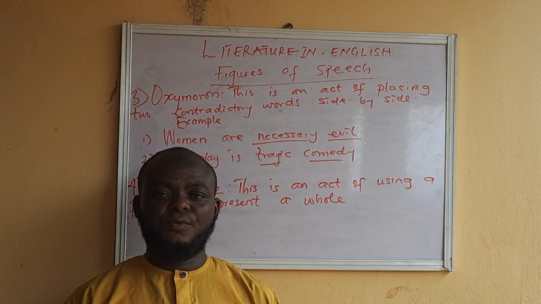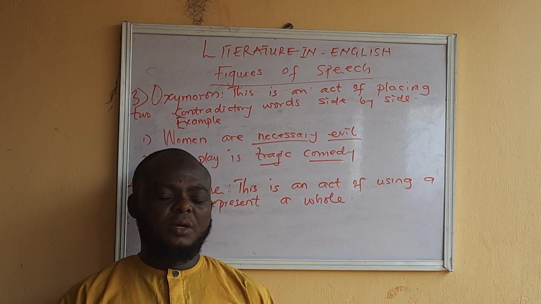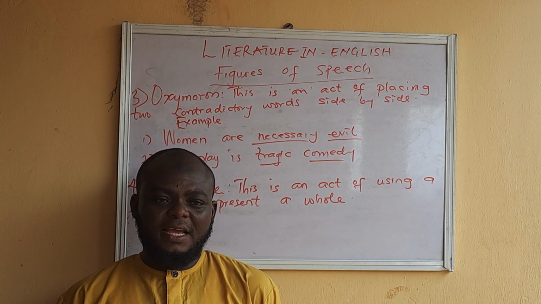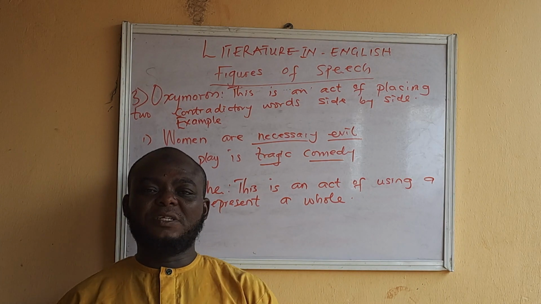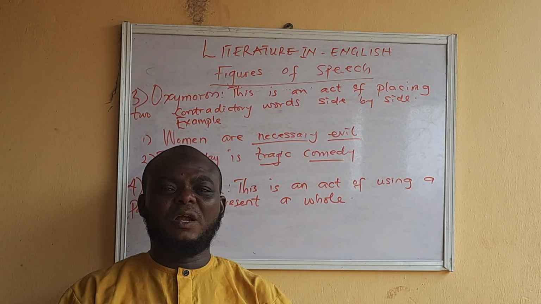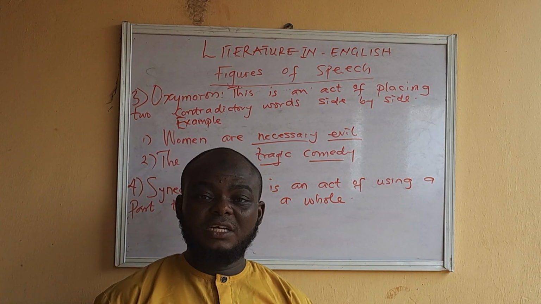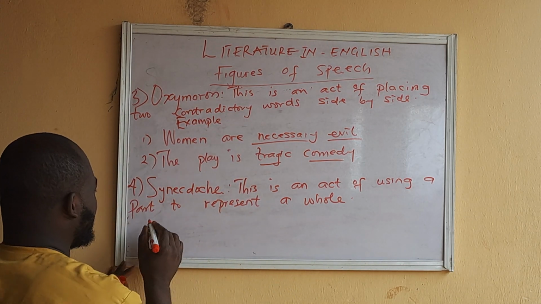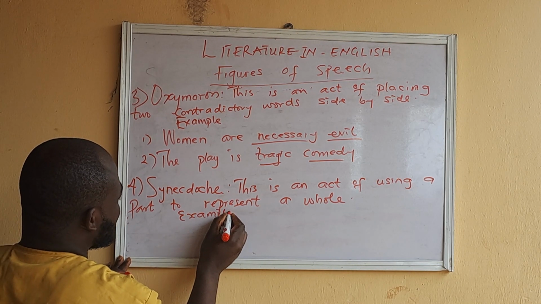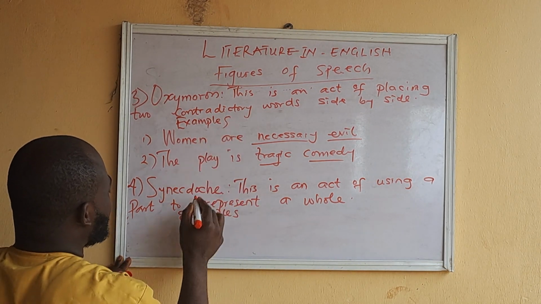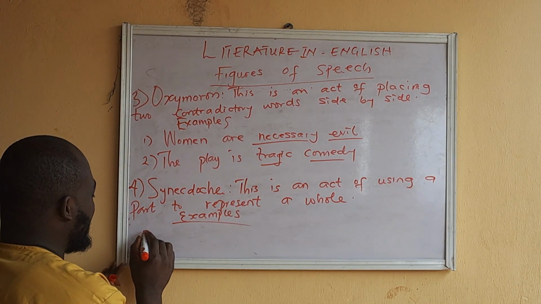Let's take for example, we are human beings. Now, we want to use part of me here or part of anybody around here to represent the whole person, to represent human being. That is when we have synecdoche. Now let's take an example. Example 1.